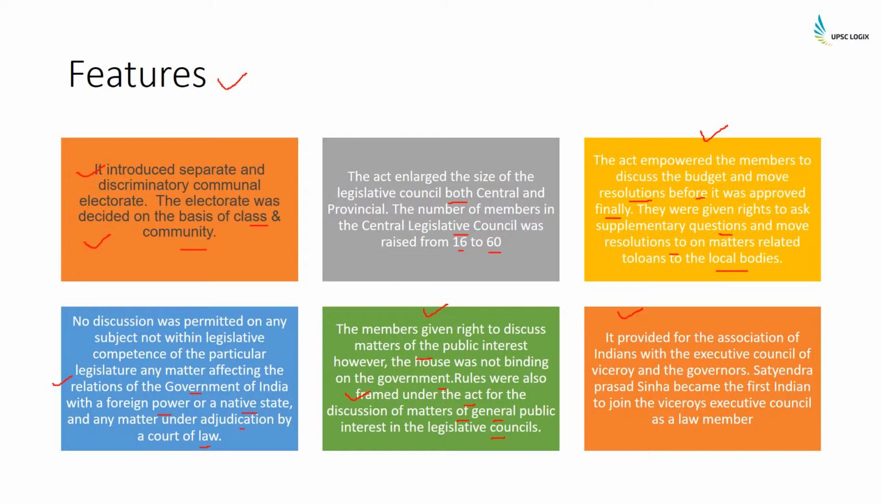Point number 6, it provided for association of Indians with the Executive Council of the Viceroy and the Governor. So Indians were finally associated with the Executive Councils, and Satyendra Prasad Sinha became the first Indian to join the Viceroy's Executive Council as a law member. So this is an important point. He was the first Indian law member of the Executive Council of the Viceroy, and this was the first time Indians were associated with the Executive Council of the Viceroy.